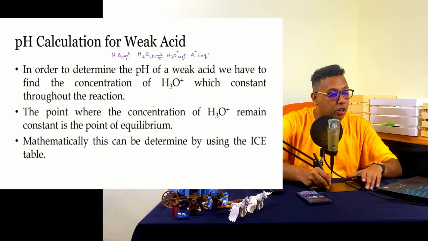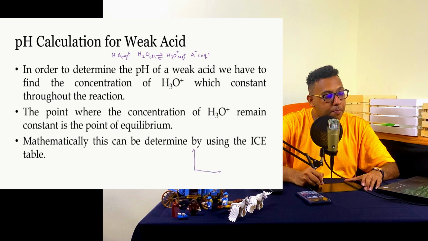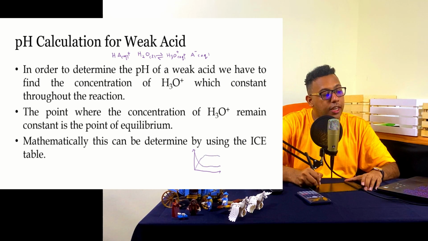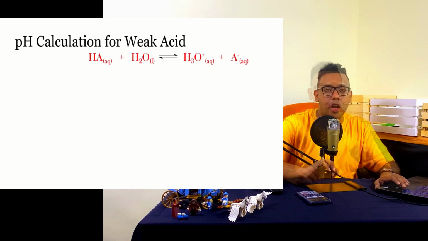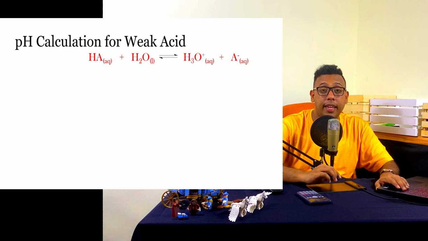Sebab concentration of H3O+ ni, dia akan bertambah dan HA akan berkurang. Sampai satu point yang mana concentration ni jadi lebih constant. So inilah point yang kita nak cari. This is only where it happen bila value tu dekat equilibrium. Kita try tengok dia punya ice table. Ini adalah general ice table.